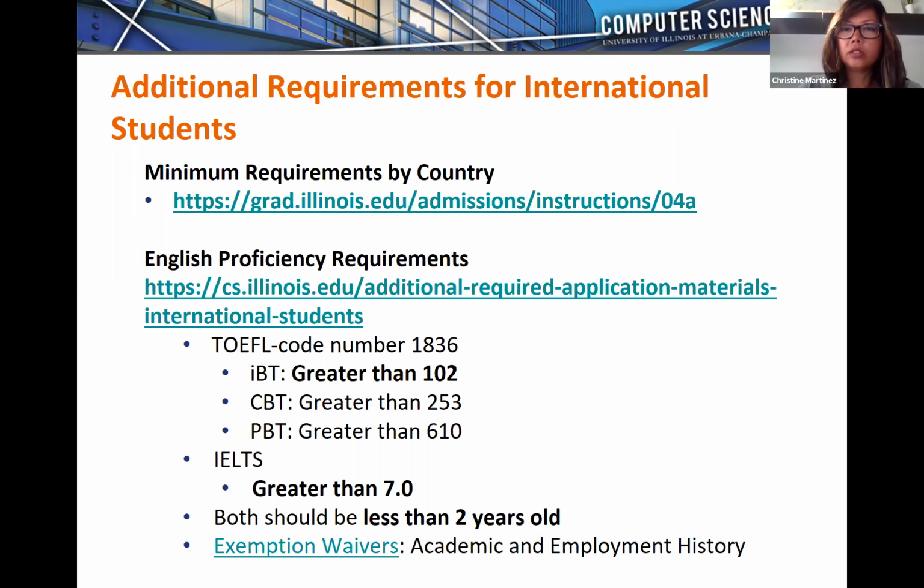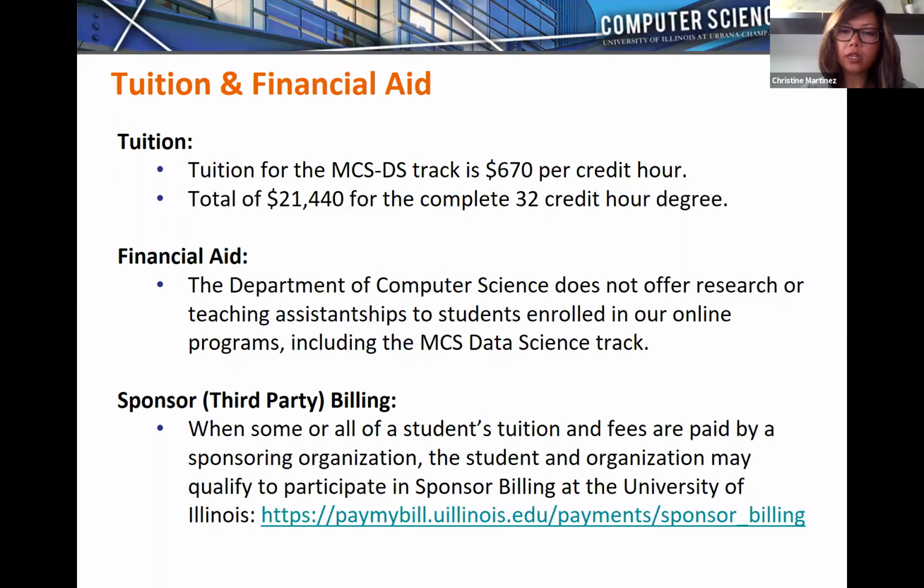Okay. Next slide goes over tuition and financial aid. So let me start on this one. The tuition for the MCS degree, including the data sciences track, and it's up to you if you want to pursue the data science track of courses that satisfies the MCS degree, or if you just want to pursue the MCS itself. Either way, the courses are charged at $670 per credit hour. The MCS consists of 8 courses. Each course is 4 credit hours. So that's a total of $21,440 for the complete 32-hour degree. And that's charged per credit hour.